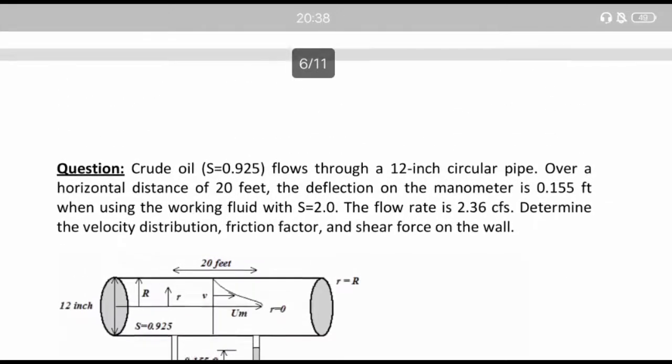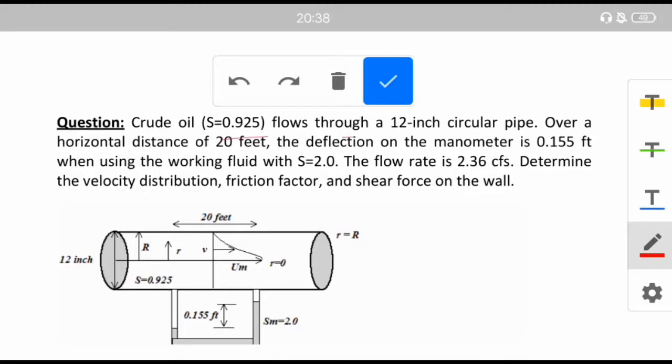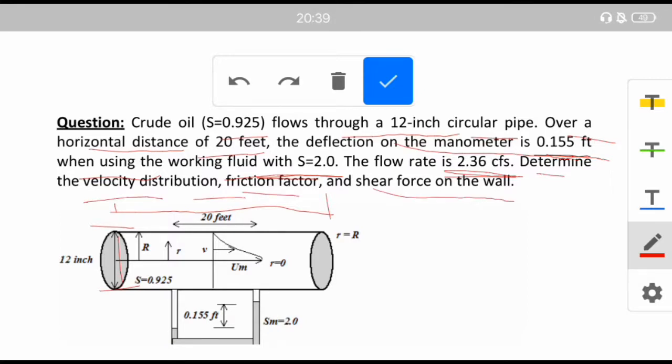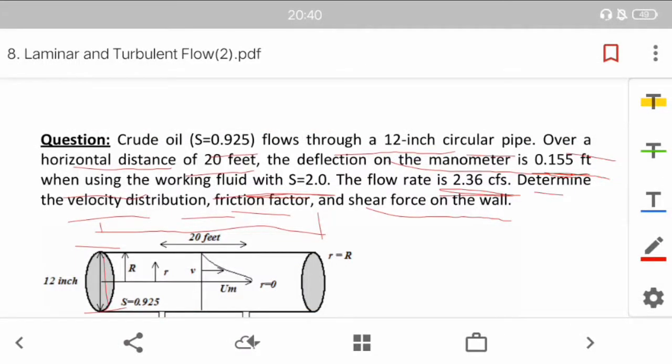So let us have a question. A crude oil, specific gravity given, flows through a 12-inch circular pipe over a horizontal distance of 20 feet. So this is the horizontal distance, 20 feet, and we have a 12-inch diameter. The deflection on the manometer is 0.155 feet when using a working fluid with S equal to 2. The flow rate is 2.36 CFS. Determine the velocity distribution, friction factor and shear force on the wall. So let's do this problem.